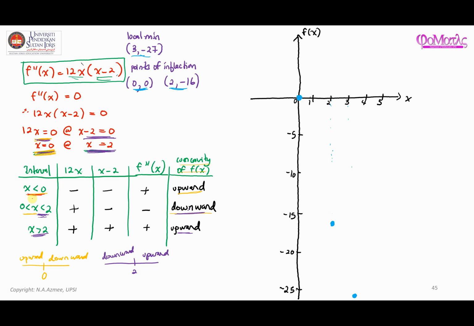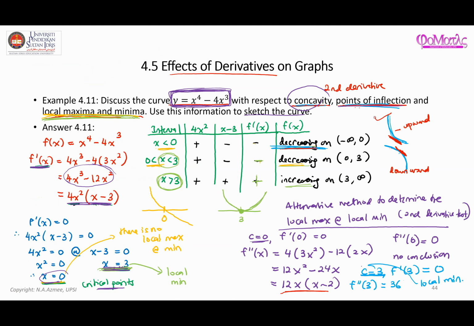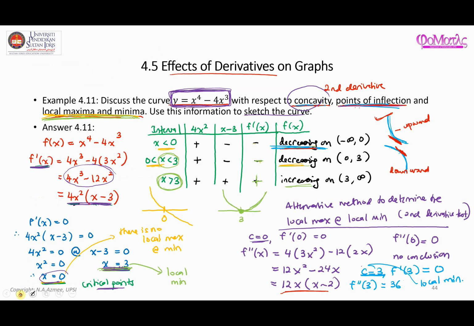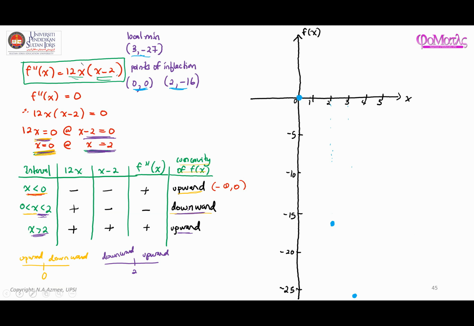So this is concave upward for x less than 0, which means for the interval between negative infinity and 0. So it is concave upward, which means in this manner. Okay, so we're going to draw the curve. So it's going to be something like this. Concave upward, decreasing in nature. Okay, right.